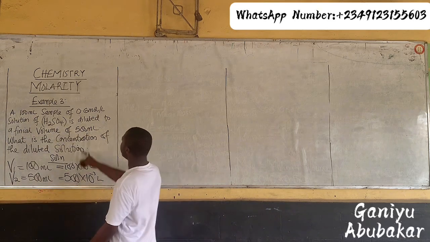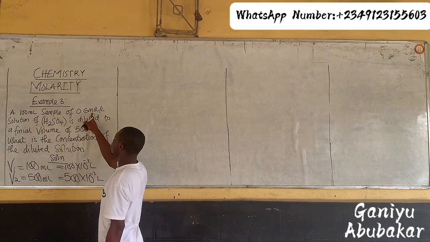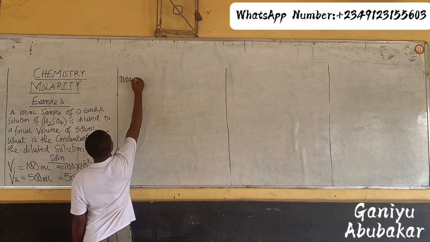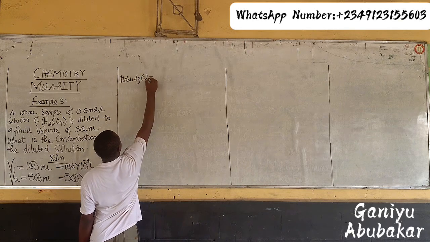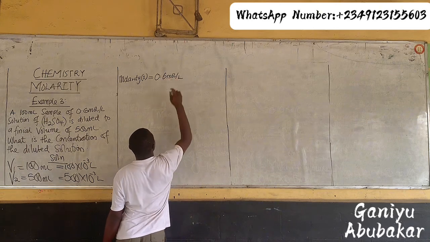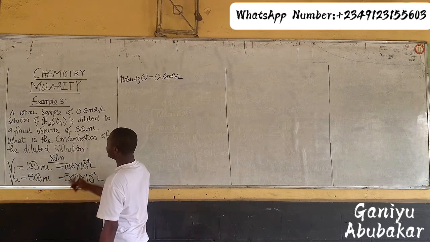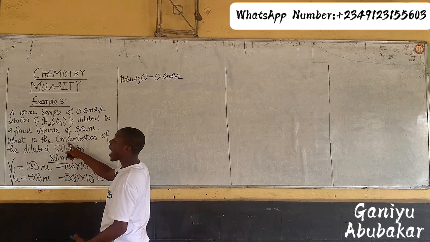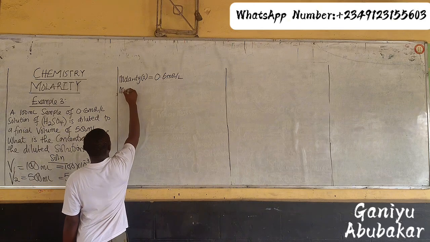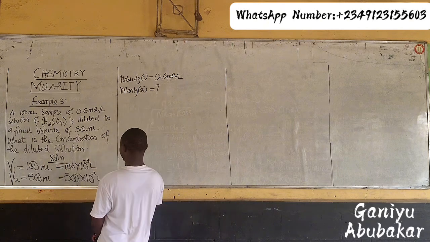Next up, if this one is the first volume, of course here is my mole per liter. That's molarity, so that's my first molarity. Molarity at section 1 is equal to 0.6 mole per liter. Next, I'm asked to find the concentration, that is another molarity. If this one is 1, molarity at section 2 is unknown. So I'm asked to find molarity at section 2.